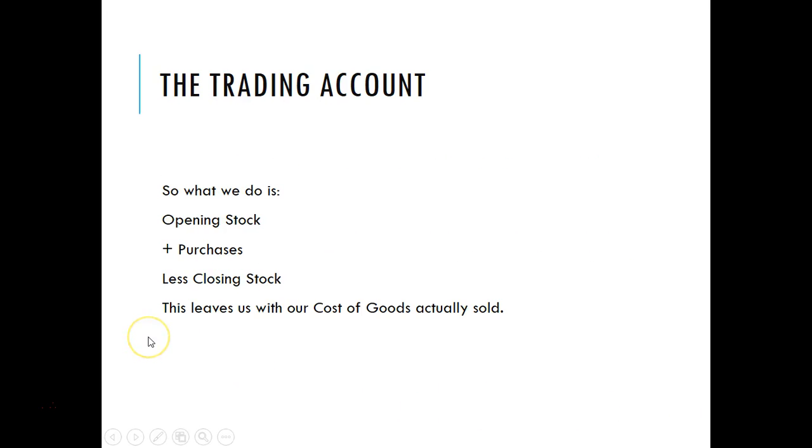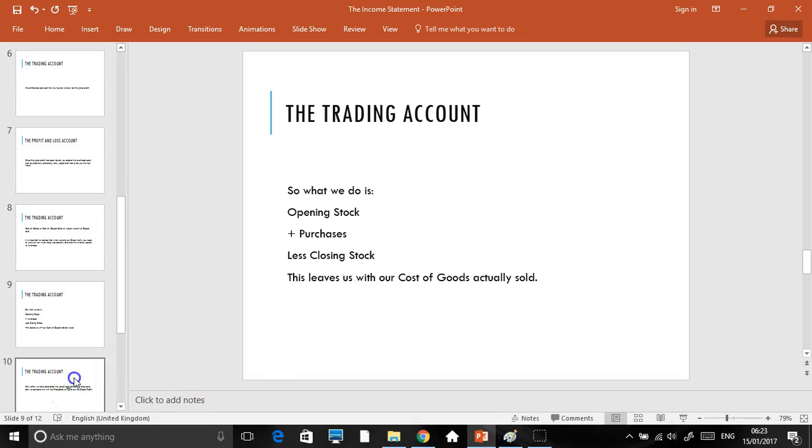So here we are. Here is the trading account. This is what cost of sales is. We've already worked out cost of sales a second ago. But if you like, we have opening inventory plus purchases minus closing stock. This is the cost of goods sold, and whatever we get here, we take away from revenue to find profit. Now I'll say that again. This is cost of sales, opening stock plus purchases less closing stock. This gives us our cost of goods sold. Take this away from revenue and you will have your gross profit.